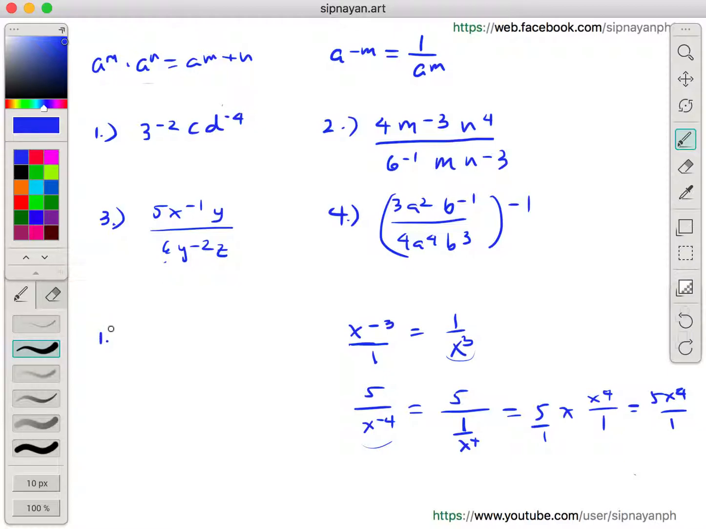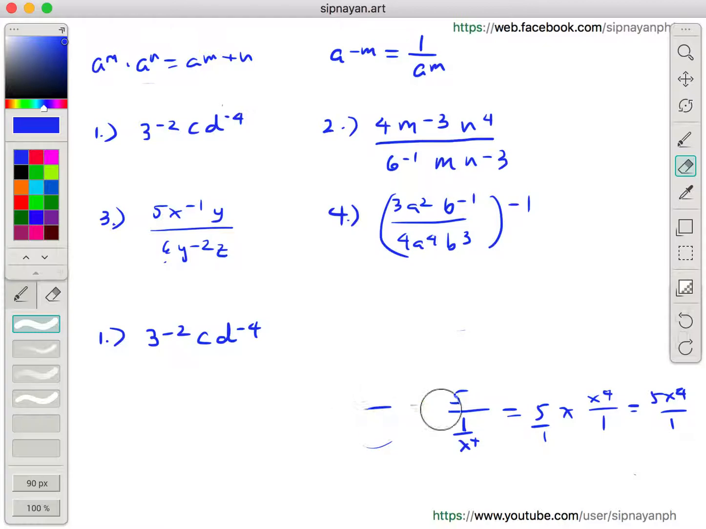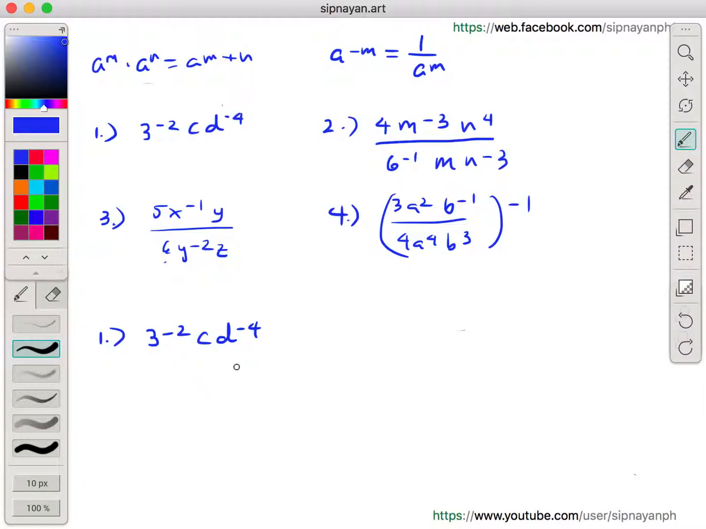Pinaka-algorithm natin. So, let's apply that sa 3 to the negative 2, c, d to the negative 4. Lahat ng may negative, lilipat natin siya ng pwesto. Pag numerator, pupunta ang denominator and pag denominator, pupunta ang numerator. So, ang 3 to the negative 2 is actually 1 over 3 squared, di ba? Yung c nasa numerator pa rin siya, pero since wala siyang denominator, lagyan natin siya ng over 1. Any number or expression, pag whole number siya, pwede tayong maglagay ng over 1 para siya maging fraction. And then, d to the negative 4, this is still 1 over d to the 4th. Because of this law.